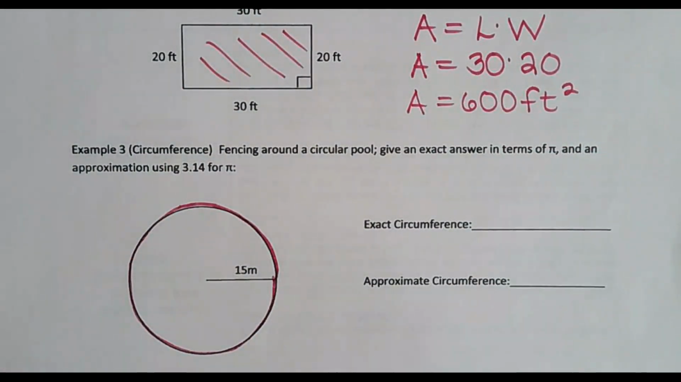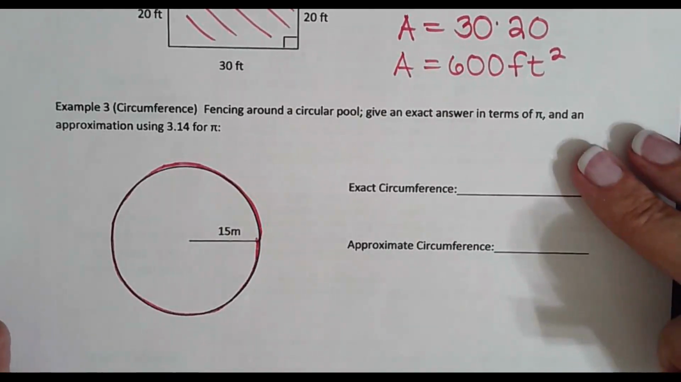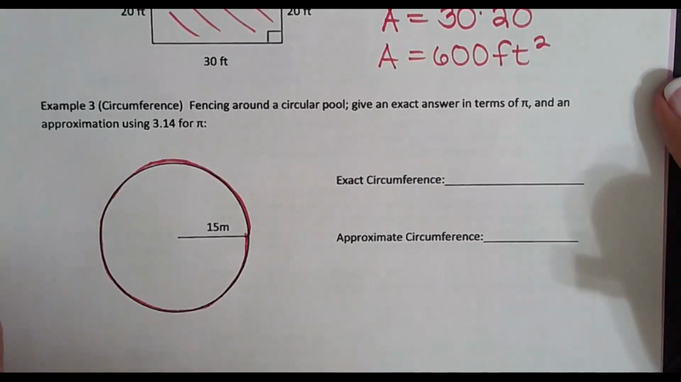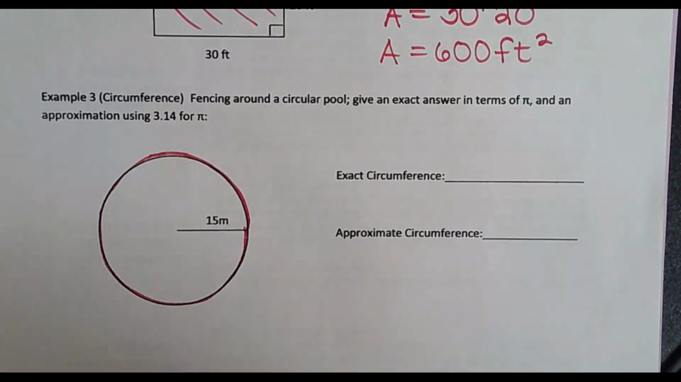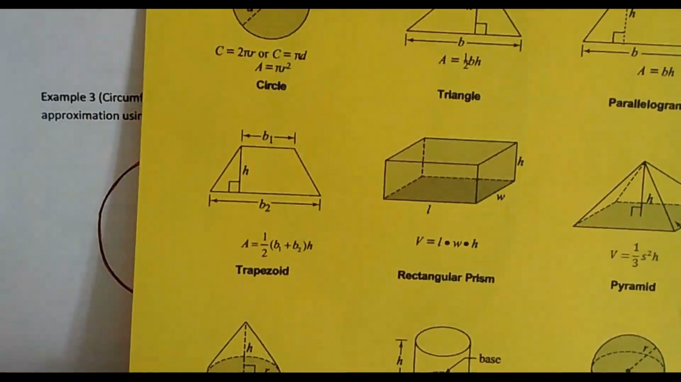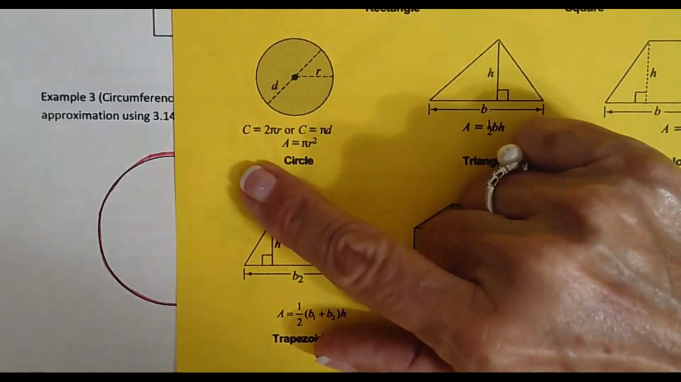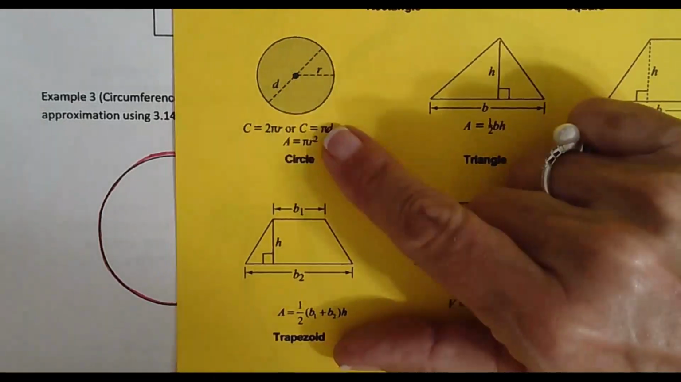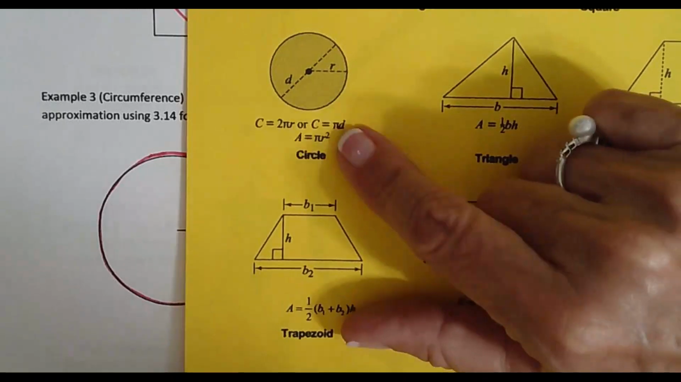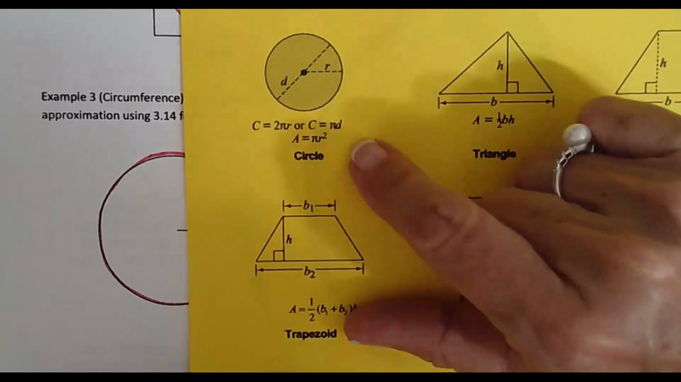So we want to put a fence around our circular pool, and in this section they're going to have you give exact answers, and they're going to have you give approximate answers. So first thing we do is go to our formula sheet and we look up a circle. And there's 2 formulas for circumference. It doesn't matter which one you use. I like to use the second one myself. That's my favorite, just less numbers.